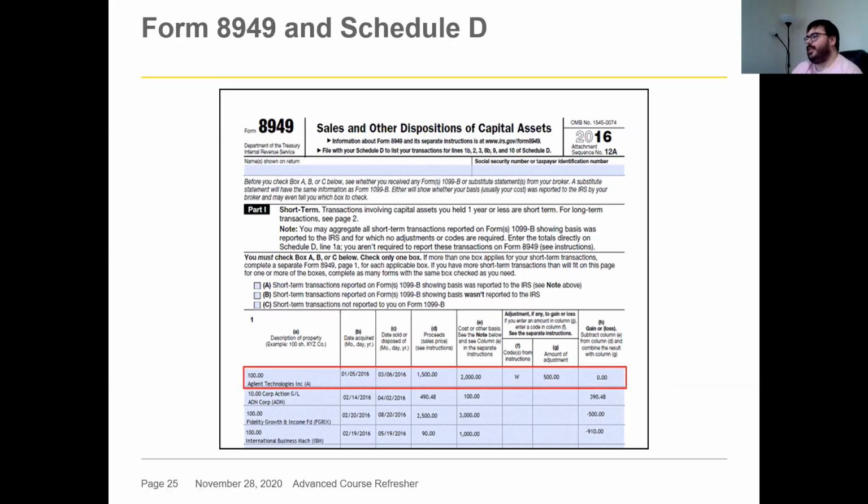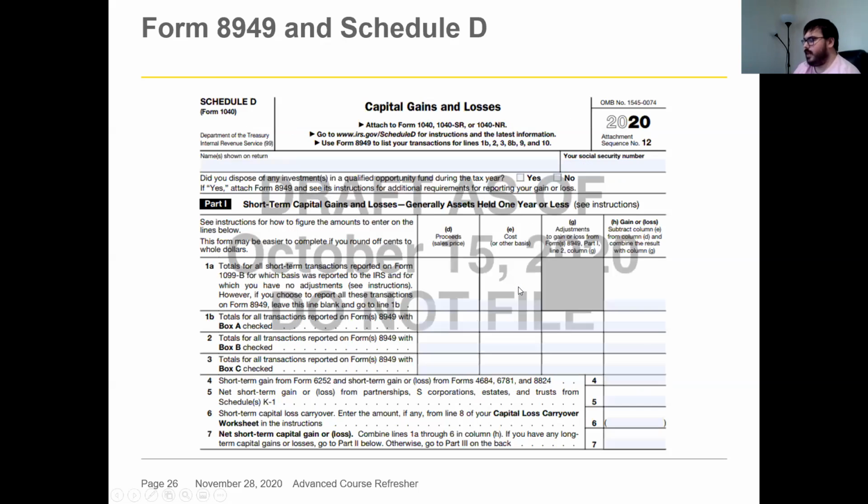And then everything that flows into here for the 8949 then flows into Schedule D, and it will put it on each line where it says 8949 box A, box B, box C, and then the other section with the long-term capital gain or loss will have the same thing, but box D, E, or F.